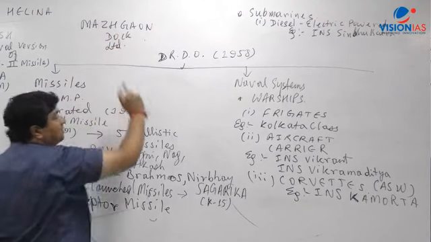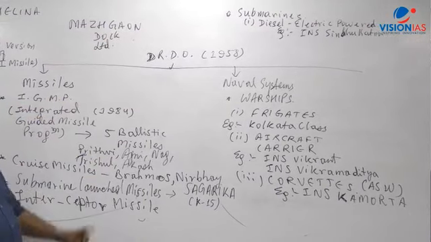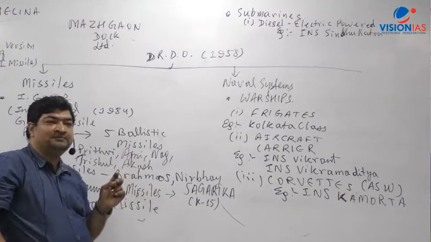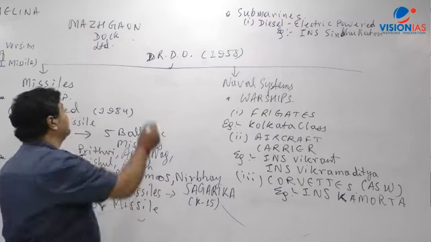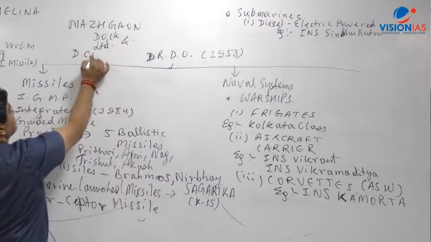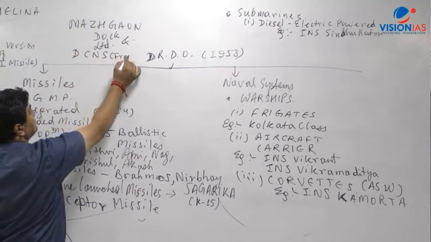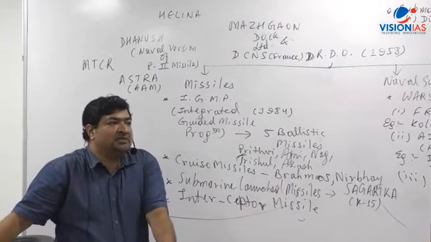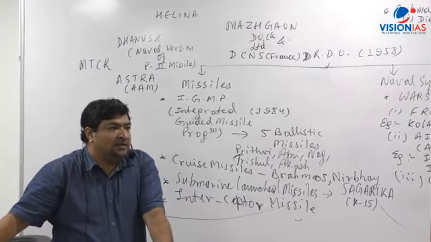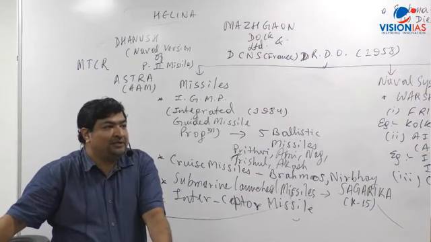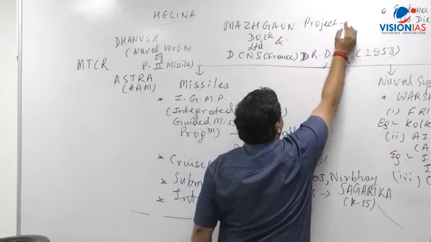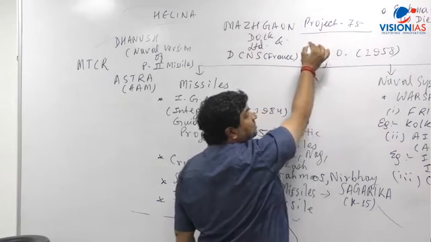And which country's company built the Kalvari? France. What is the name of the company? DCNS. Let me write it. DCNS is the French company that has entered an agreement with Mazagon Dock Limited. Under the Make in India program, we are making 6 submarines. We have the project called Project 75. Let me write here, Project 75, and the 6. What is the name of the submarine?